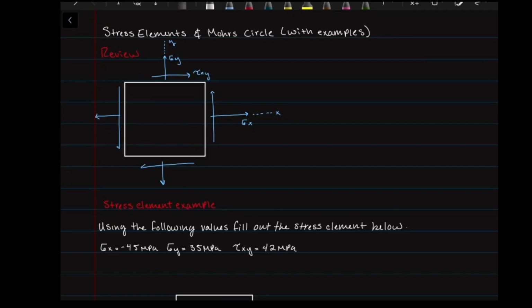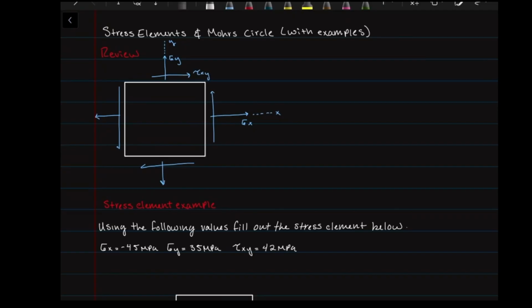Let me tell you something. This is a big topic in engineering. I've done it multiple times on multiple classes. I'm telling you, I've done it in machine design. I've done it in stress analysis, and I've done it in strength of materials. These are all very important classes.